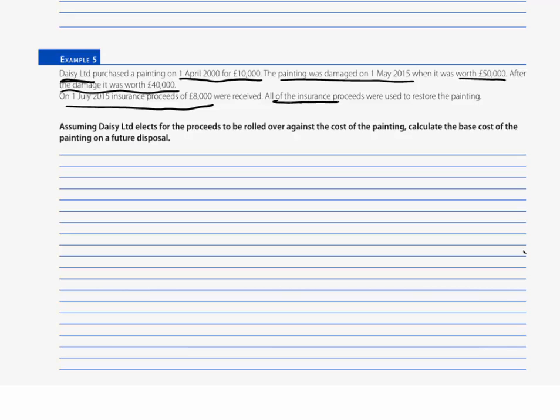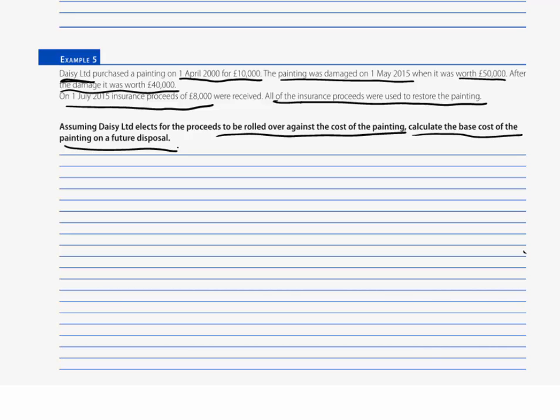We've used all of the insurance proceeds in restoring the painting. So we put all the money back. Assume Daisy Limited elects for the proceeds to be rolled over against the cost of the painting. Calculate the base cost of the painting on a future disposal. Now, we therefore have got to realise what happens in this circumstance. If we've used all of our proceeds in repairing that asset, there is no immediate gain.